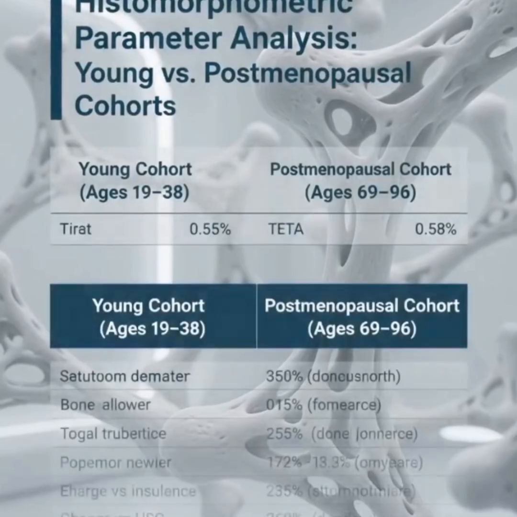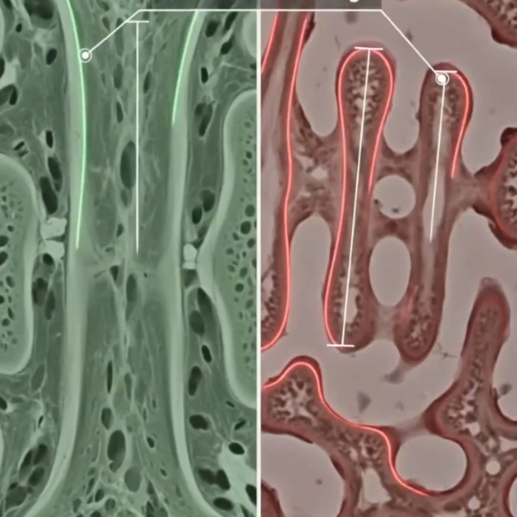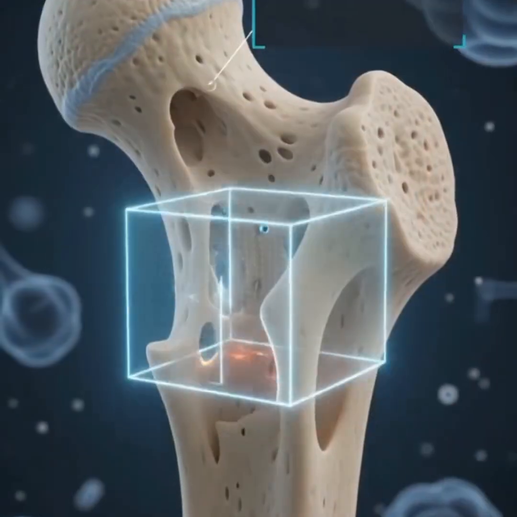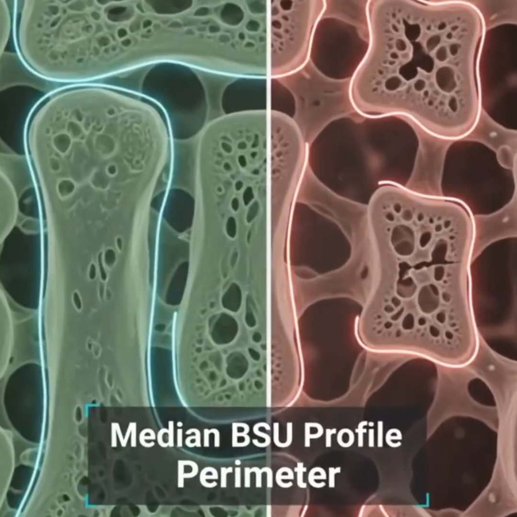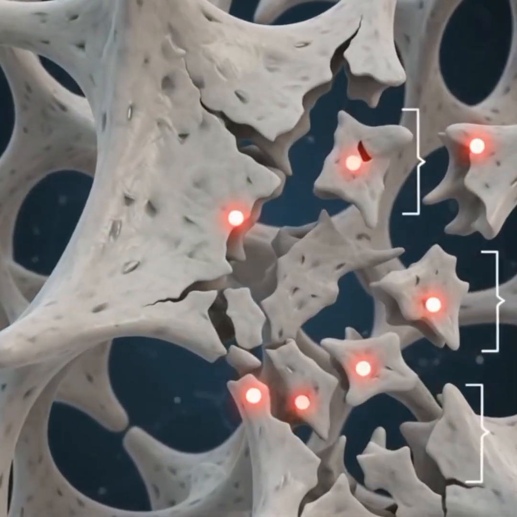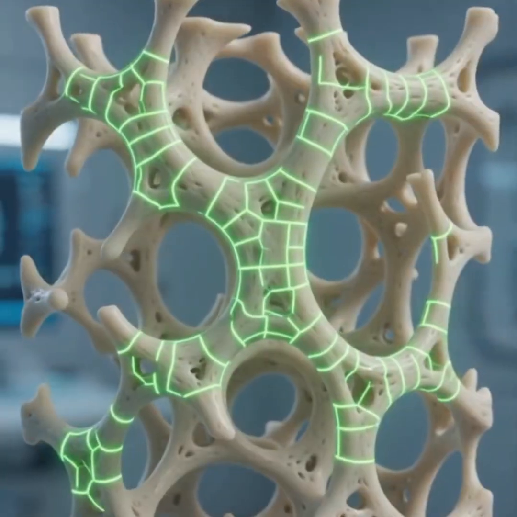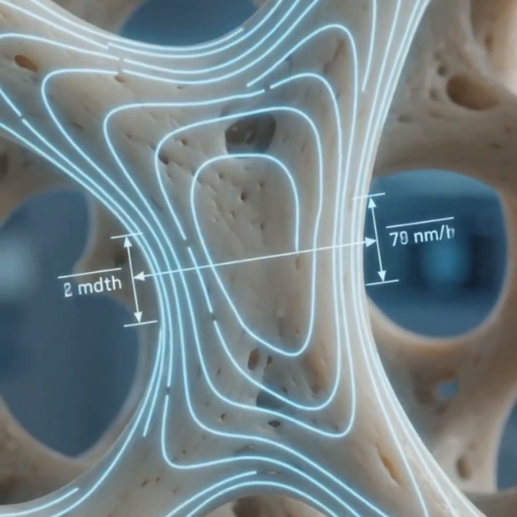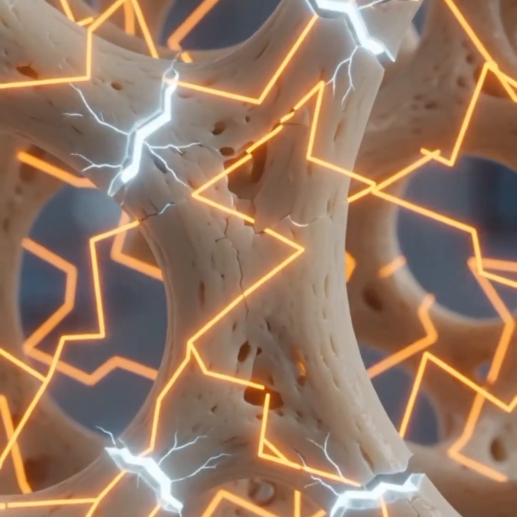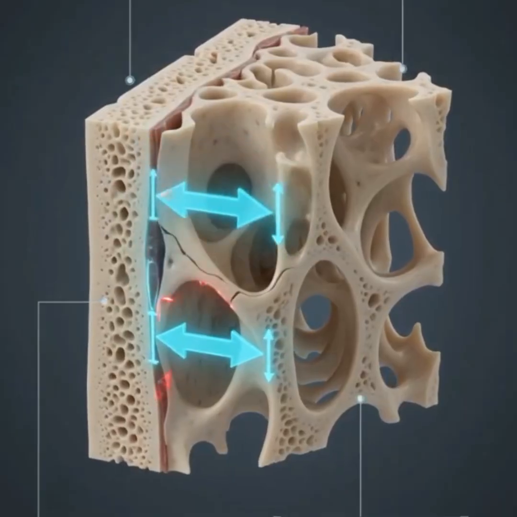Let's analyze key bone histomorphometric parameters. Young cohorts show higher median BSU profile length. Profiles show decreased perimeter, correlating with fragmented trabecular packets. Young cohorts show a healthy, dense bone matrix. In postmenopausal bone, fragmentation increases. This expands the brittle interface exponentially. Decreased wall thickness drives fracture risk.